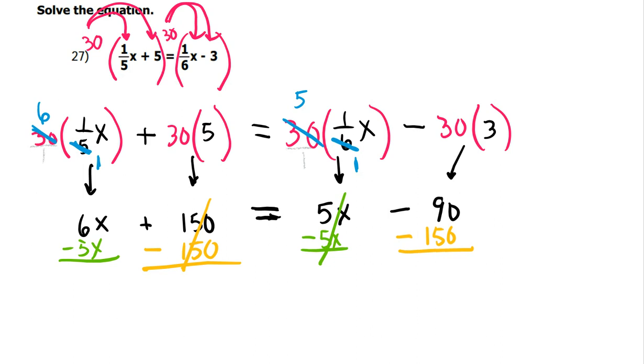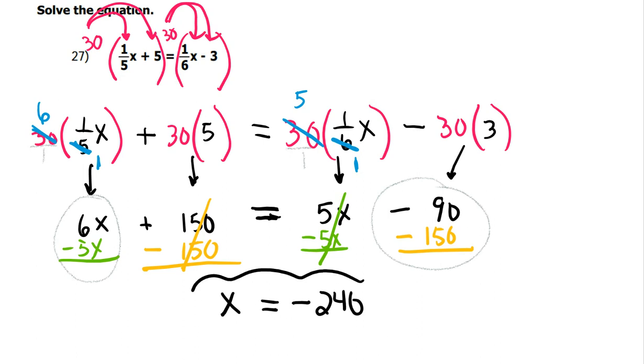And this one works out nice because 6x take away 5x is just 1x, an invisible 1x. And then over here, when I do a negative 90 minus 150, that's a negative 240. And that's your answer. And remember, you can check this.